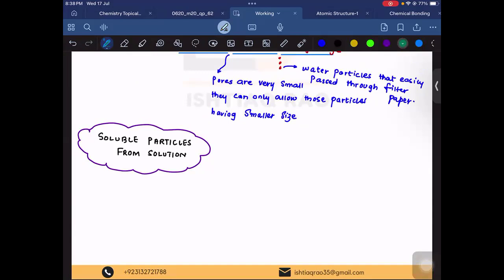Distillation, crystallization, evaporation. So we have three procedures. Number one, we can do evaporation. We can do crystallization. We can do simple distillation.